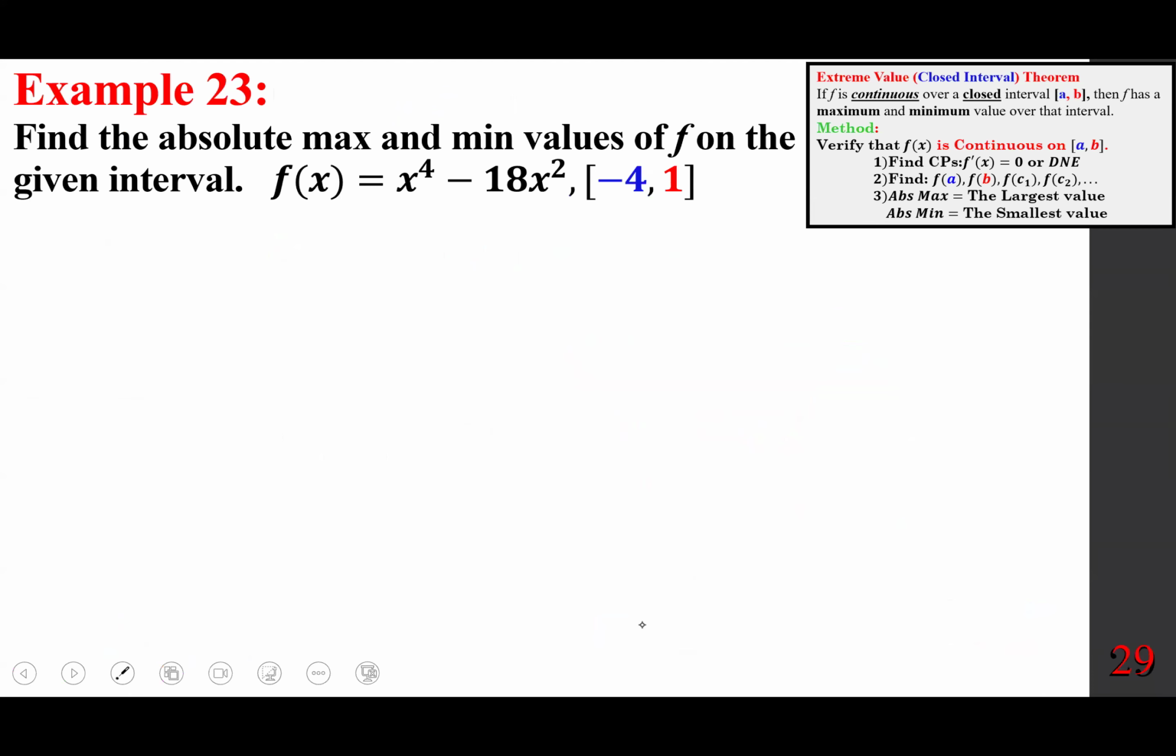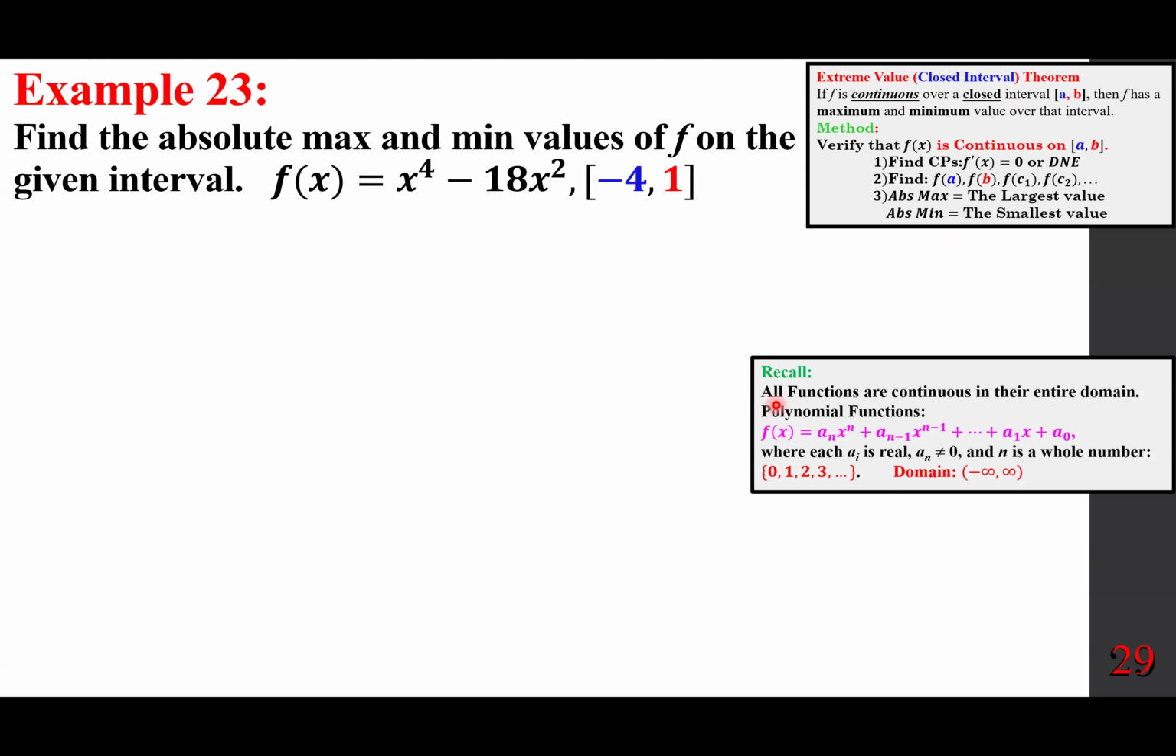Find the absolute maximum and minimum value for this function in the closed interval of -4 to 1. Let me remind you, according to the extreme value or closed interval theorem, if f is continuous over a closed interval of a to b, then f has a maximum and minimum value over the interval. We're going to go over the methodology in a moment, but we are going to discuss continuity for this function. This is a polynomial function of degree 4.